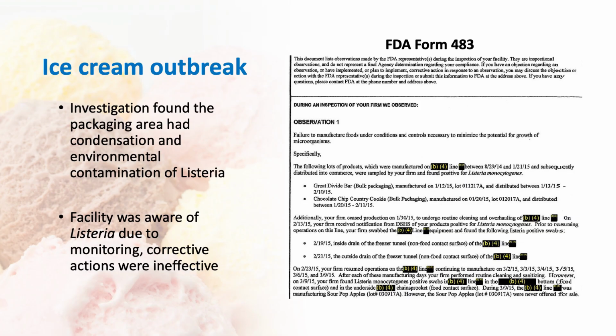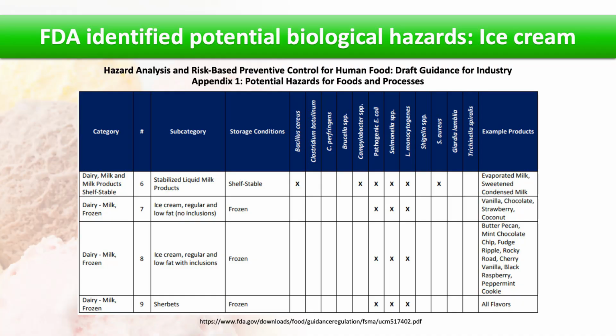If there's an outbreak in a product like yours, best practice is to dig in and try to find out what went wrong that led to the outbreak. Oftentimes, you can find the FDA Form 483 or inspection report from outbreak investigations. In this particular case, the ice cream manufacturer had positive product and environmental swabs for Listeria monocytogenes. However, the corrective actions they undertook were not effective.